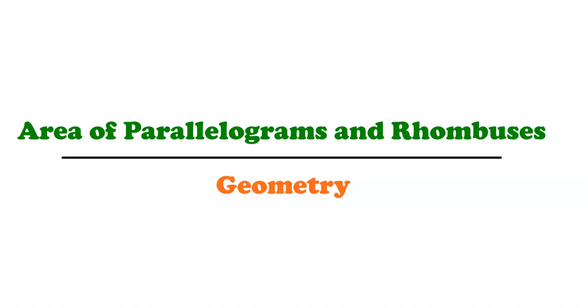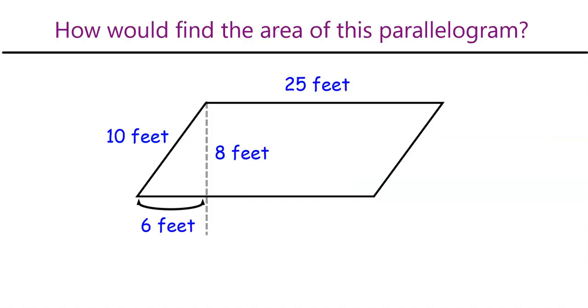Now that we've seen the area formulas for rectangles, squares, and triangles, let's move on to another unique type of quadrilateral, the parallelogram, and a special formula for a rhombus. So what I'm going to ask you to do first is to pause the video and ask yourself, how would you find the area of this particular parallelogram?